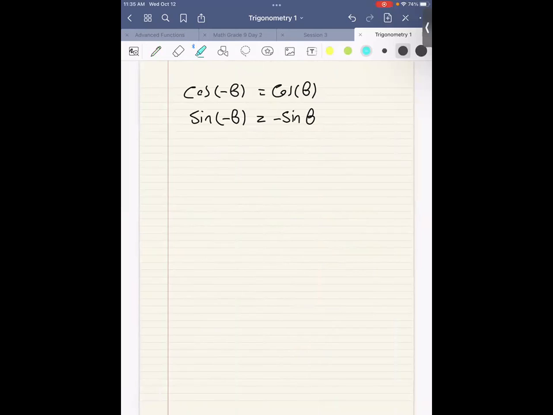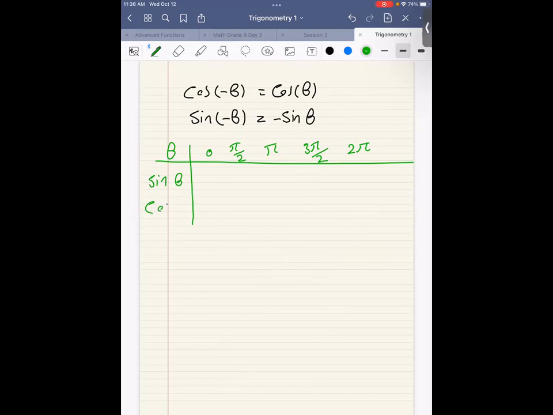Okay. So let me just make a table. And these are some important values for theta that you should know. So 0, pi half, pi, 3 pi half, 2 pi. And because, as I said, these functions are 2 pi periodic, it's enough to know these angles. And this is sine theta and cosine of theta.